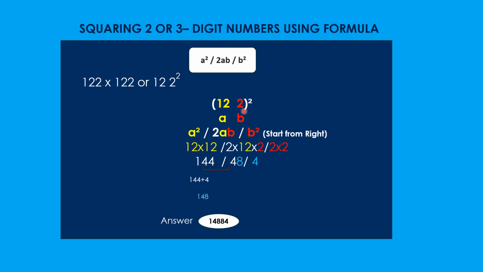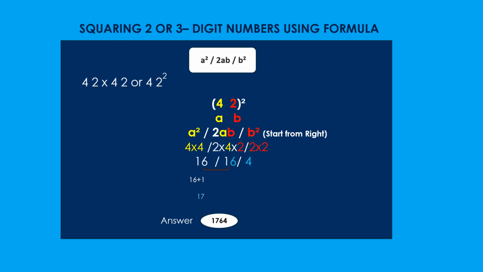So here B is our 2. So in place of B you substitute 2 and A here we are taking 12. So put the value of A as 12 and then after substituting the values you get 144, 48 and 4. So in 4, a single digit, drop 4 in the answer box. In 48, 8 you drop in the answer box and 4 is carried forward to the next number 144. So 144 plus 4 is 148. So the square of 122 is 14,884.